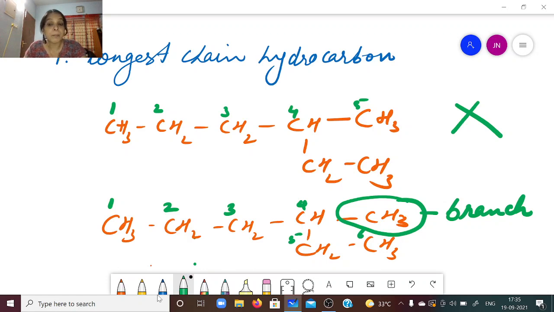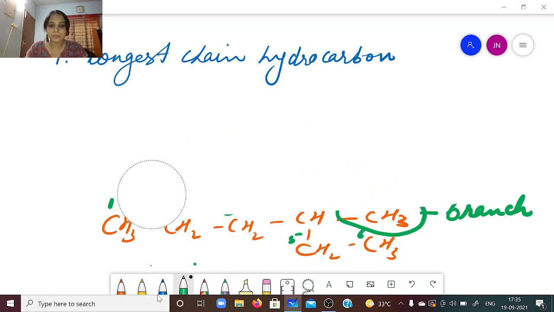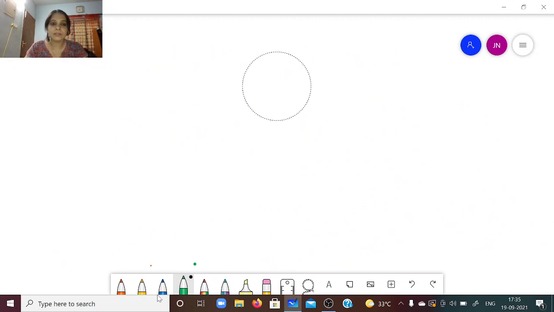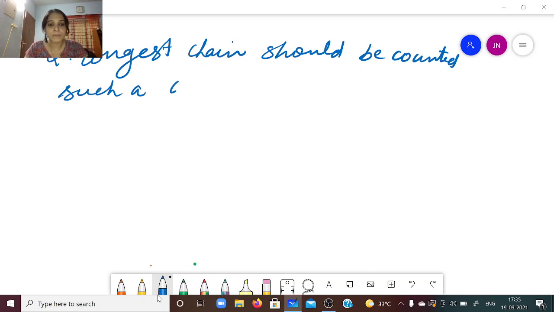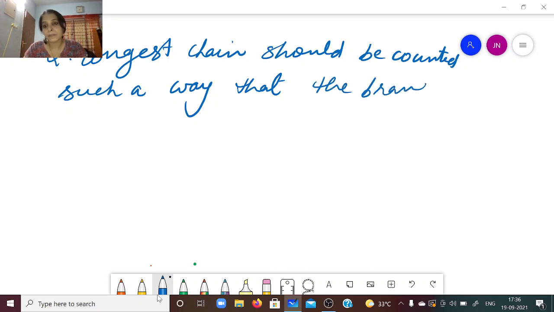Clear? Now how can you number? Second rule. The second rule is numbering. The longest chain should be counted in such a way that the branches get the lowest number. That is how we are going to count.